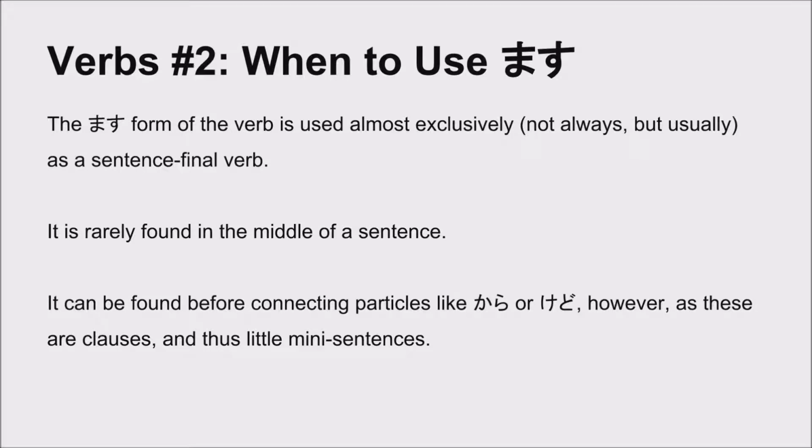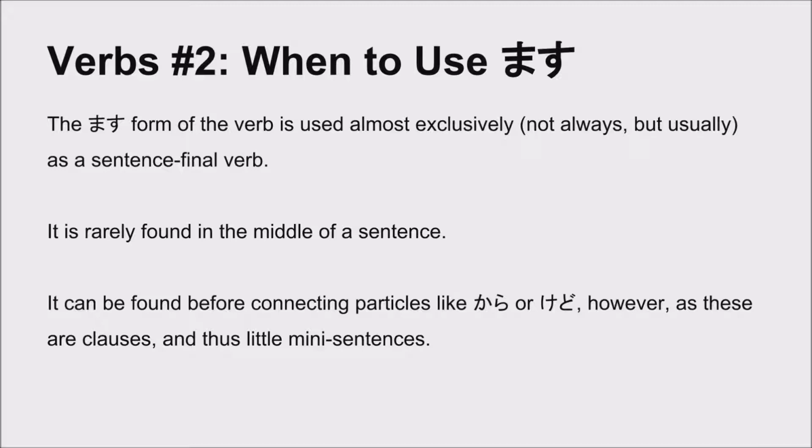Since we're learning the mas form, let's discuss when to use it. The mas form of the verb is used almost exclusively, but not always, but usually, as a sentence final verb, as in it's the last verb in the sentence. Not always, but very frequently. You'll occasionally get a ga or something like that, a mas followed by a ga. But generally, this is the sentence final verb, the last verb in the sentence.